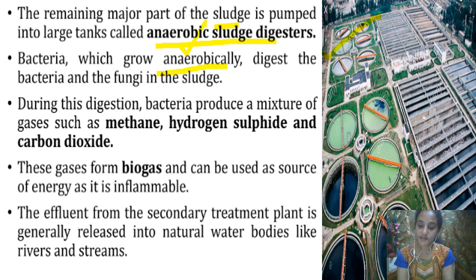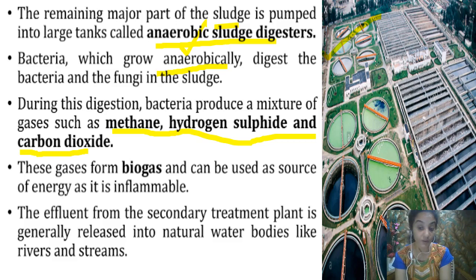And what is left out there? There are aerobic bacteria and aerobic microbes and other fungi. These are digested by the anaerobic bacteria. During this digestion, the bacteria produce a combination of gases containing methane, hydrogen sulfide and carbon dioxide. And you know what this combination is? This is the combination that we normally use as biogas.